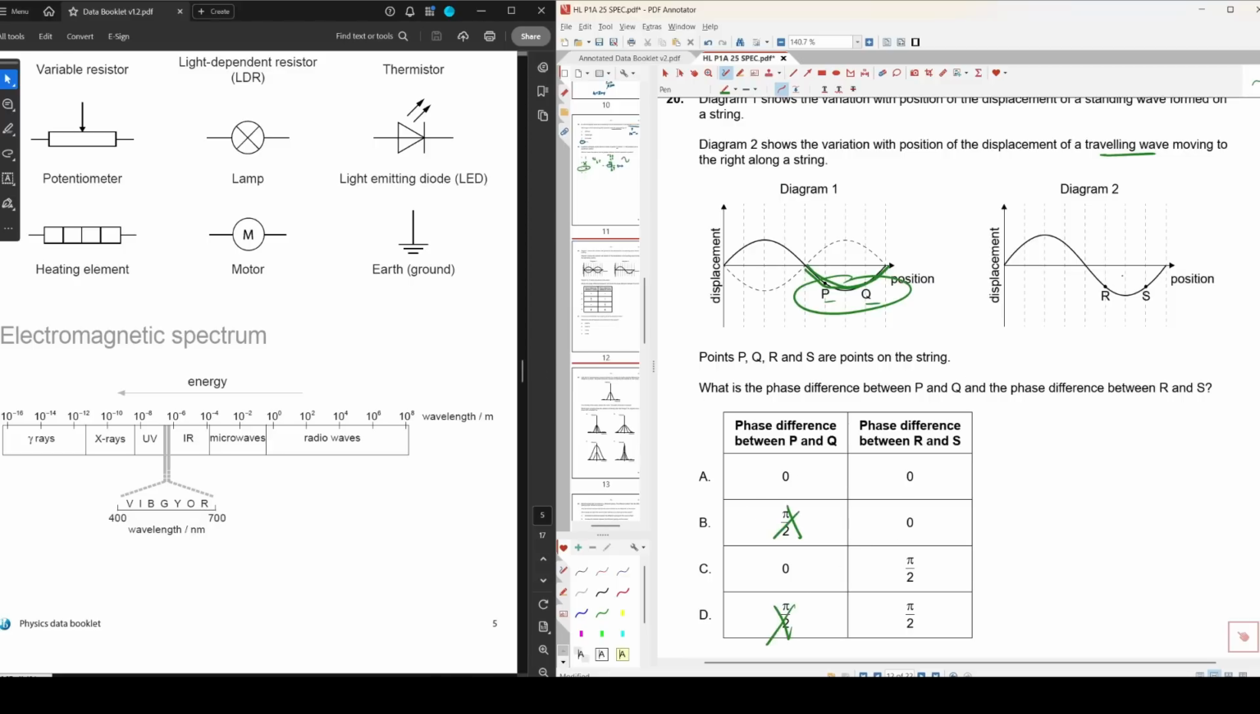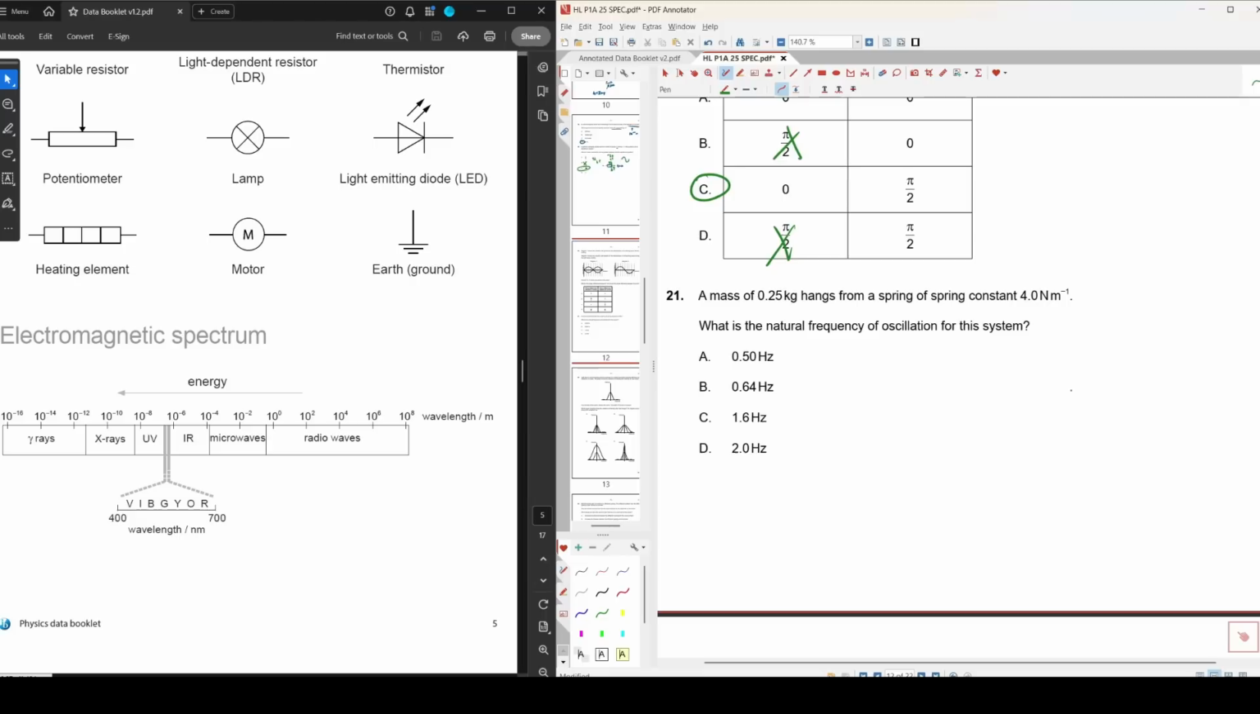And then, is there a phase difference between R and S? Yes, there is, because this one's on the way up while this is on the way down. The 2 particles, this one goes up and down, and the one next to it goes up and down, but not at all at the same time. There is a phase difference between adjacent points on a regular wave. There's not a phase difference between adjacent points on a standing wave. So it's got to be C. I don't even need to figure out why it's pi over 2.